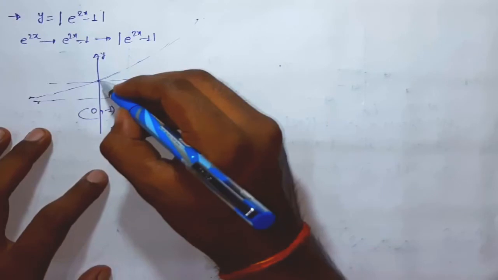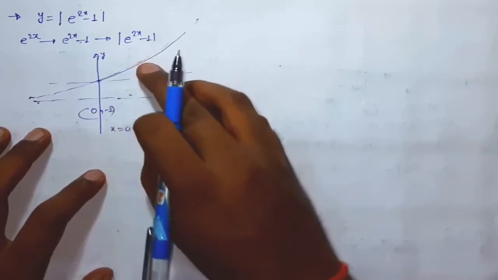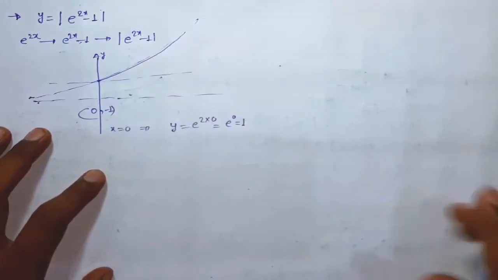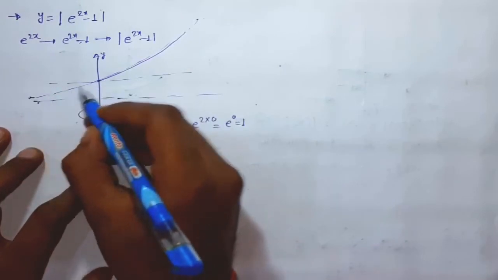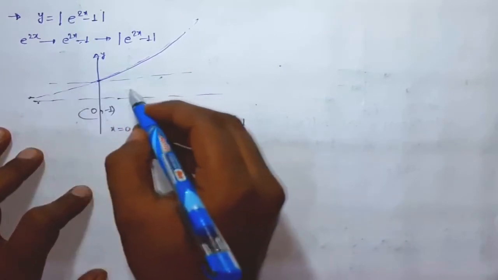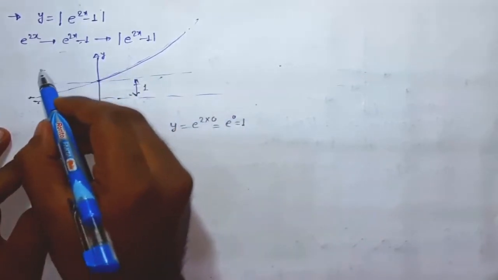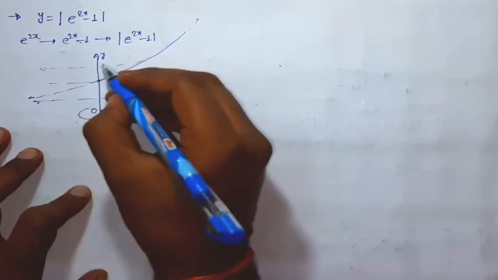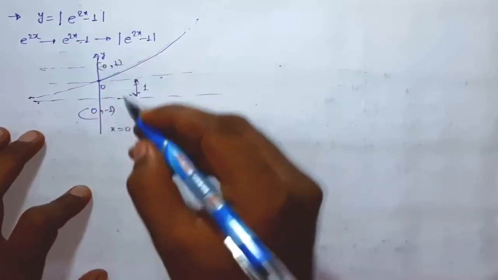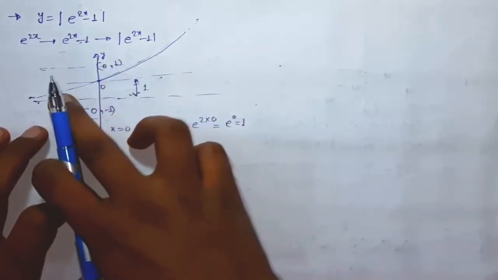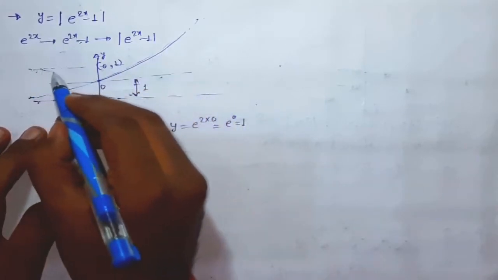If this graph is positive, then the mod will open as a positive. No need to take a positive or negative sign. Okay, so this will remain as it is. For the negative portion, this distance is 1 now. We can see this distance is 1. So we are going to put a line. This is the origin, 0 comma 1. Okay, so we are going to take an image of this negative portion in the x-axis. Okay, so this will be like this.